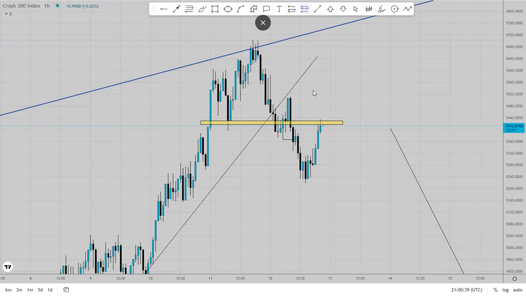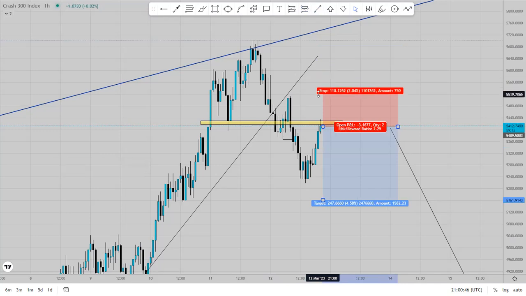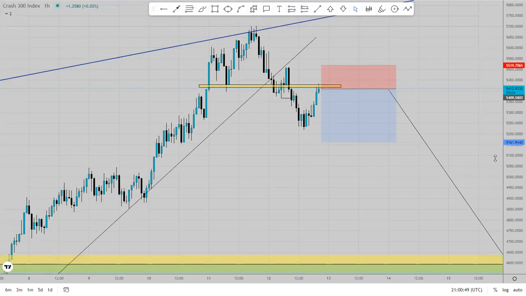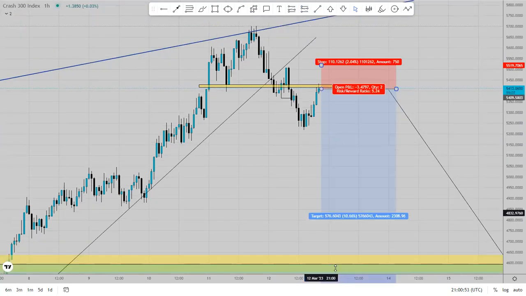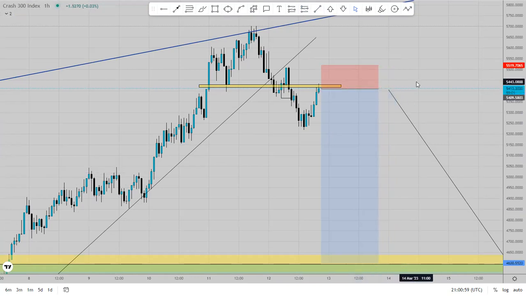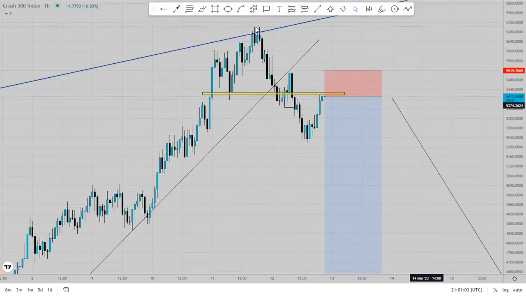So how do you enter such trades when you're entering based on that? We place our stop loss above the order block like this. Then our target, remember our target is still the same, down here at the bottom, which is a 1:7 risk compared to reward, which is also a good one.